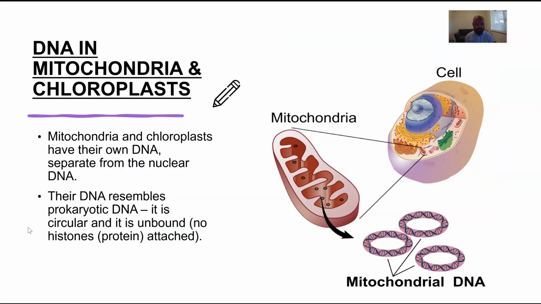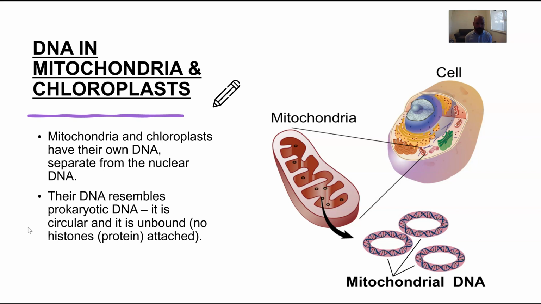Now, here is an interesting aspect of mitochondria in particular, but also the chloroplasts. So mitochondria and chloroplasts have their own small bit of circular DNA. You might have heard of mitochondrial DNA before. Well, it's actually curious to note that they resemble bacterial DNA very closely.